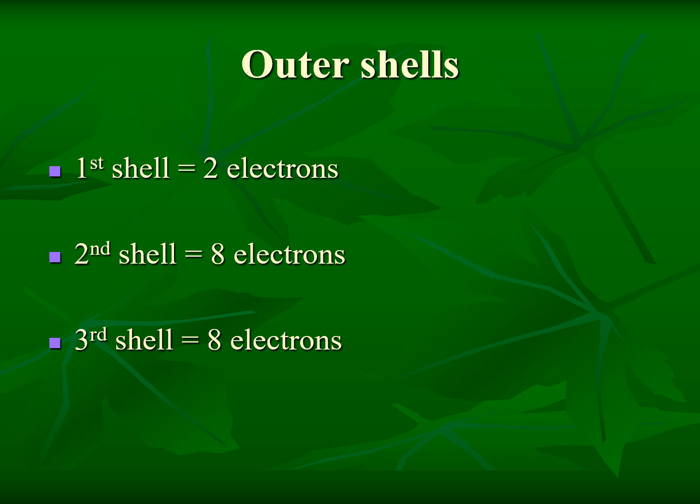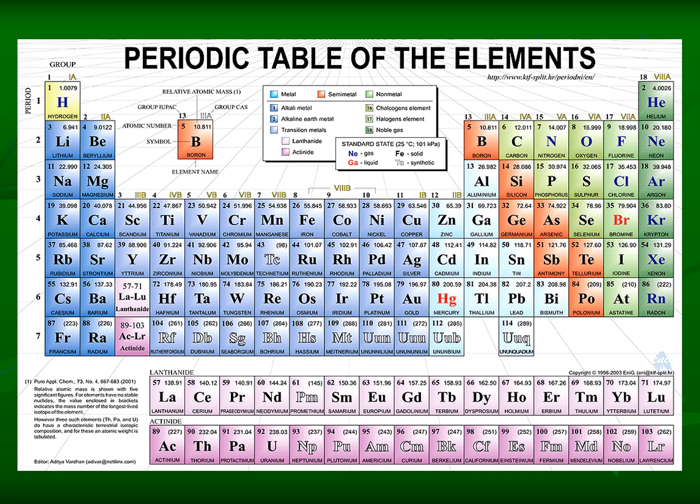So how many electrons can be in the outermost shell? Well, the innermost shell right next to the nucleus can only hold 2 electrons. The second shell can hold 8 electrons, and the third shell can also hold 8 electrons. So once again, I bring this periodic table up to show you that it's going to tell you everything that you need to know.